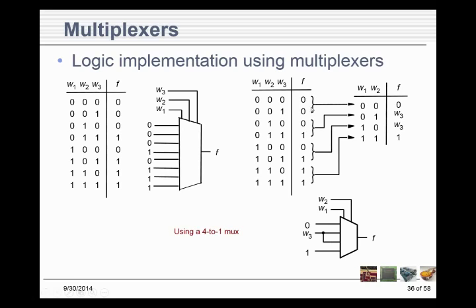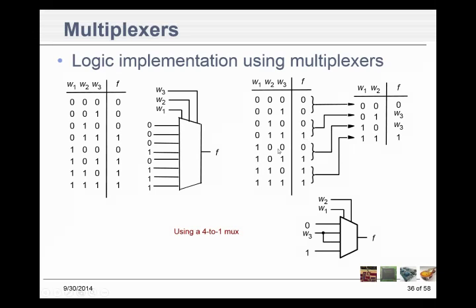I said our output was 0. So it just doesn't matter what W3 is, our output was 0. Here, on these two inputs, we got 0, 1, and our output 0, 1. So we can put either a 1 there. No, we can't. We've got to put W3, because that's a 0 and a 1, and that's what we want at the output, a 0 and a 1.